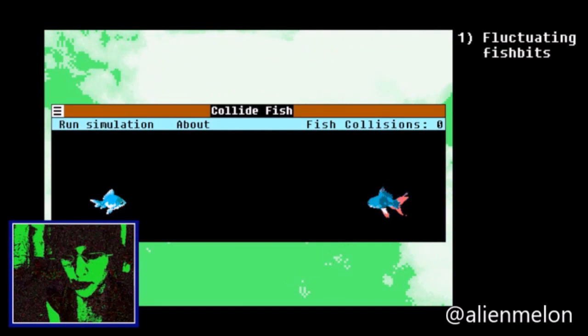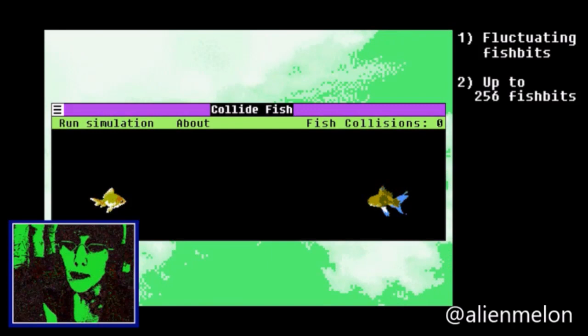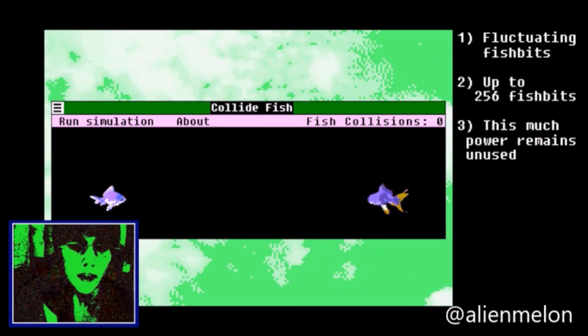As I mentioned, Collidefish featured fluctuating fish bits. Some believe the maximum was 256 fish bits, but nobody ever pushed the system that hard. Normally, 64 fish bits sufficed. Most of these bits were dedicated to all aspects of the fish's body. Fire only came in second to simulating the actual fish.